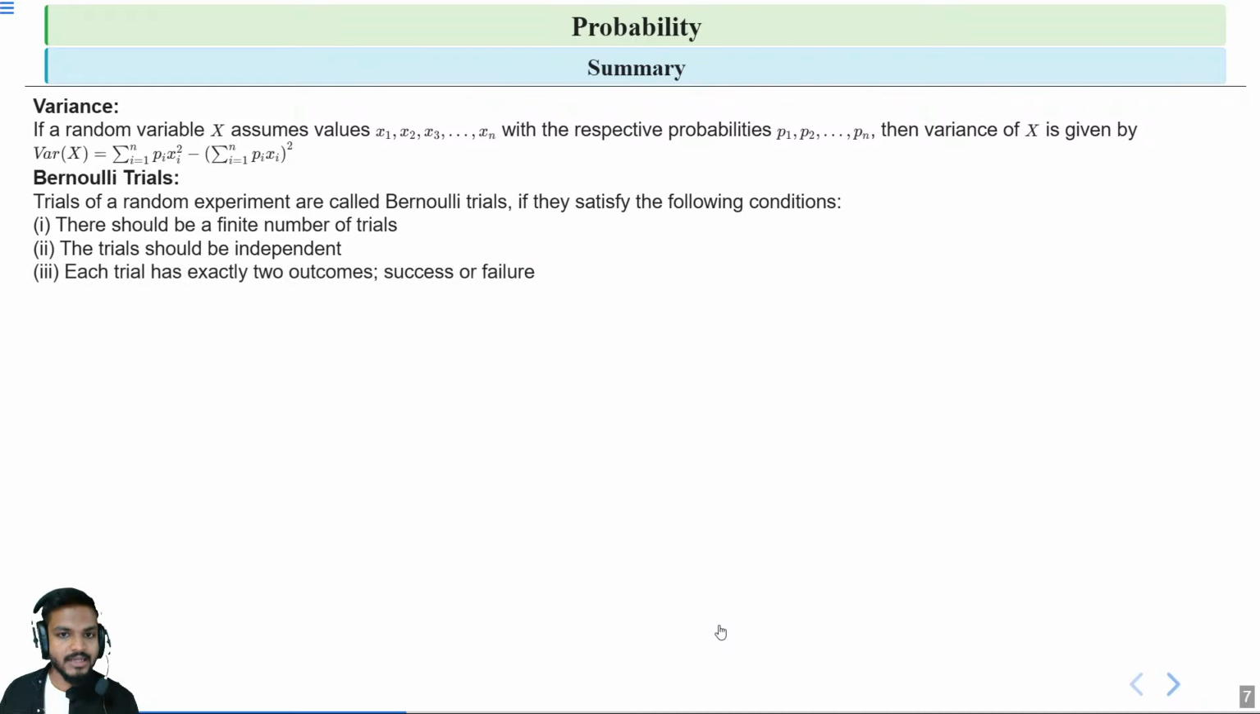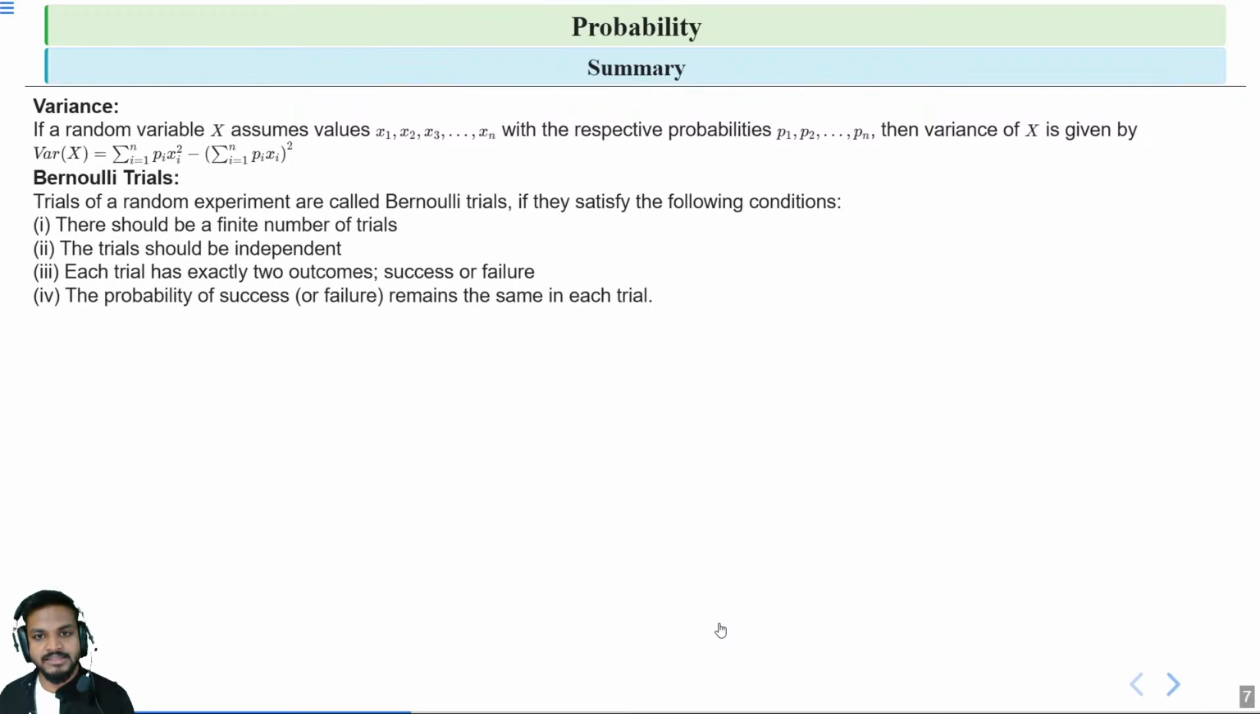Third thing is each trial has exactly two outcomes. Either it can be head, it can be tail. So we connect head with success and tail with failure. And also the probability of success and failure remains the same in each trial, as it is 1 by 2. So to understand Bernoulli trial, we relate this with tossing a coin.